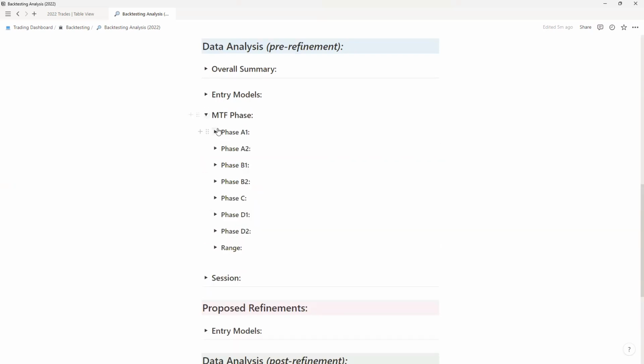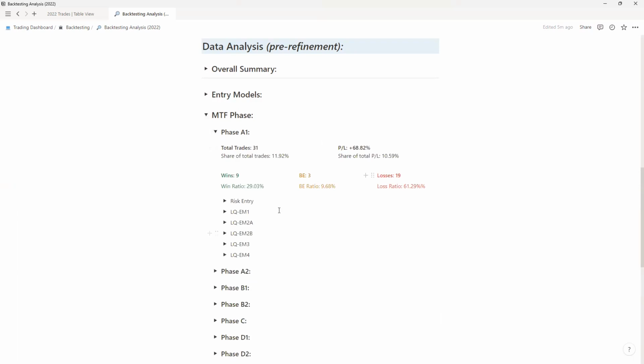Very similar on medium time frame phases. I had general overviews of the profitability of that phase, and also how many trades I took, wins, break evens, losses. Again, this is what I was saying earlier, where I thought phase A1 was my most high probability phase. But as you can see here, out of all of the phase A1 trades I took, which was 31, I only won 9, which is a win rate of 29.03%. So actually a really, really low win rate.